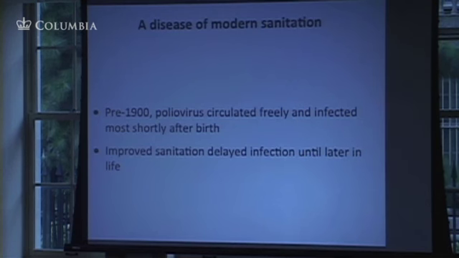We now call polio a disease of modern sanitation. So I've just told you around the turn of the 20th century it began to emerge in epidemic form, and we believe this is because of the improved sanitation that was developed around that time.